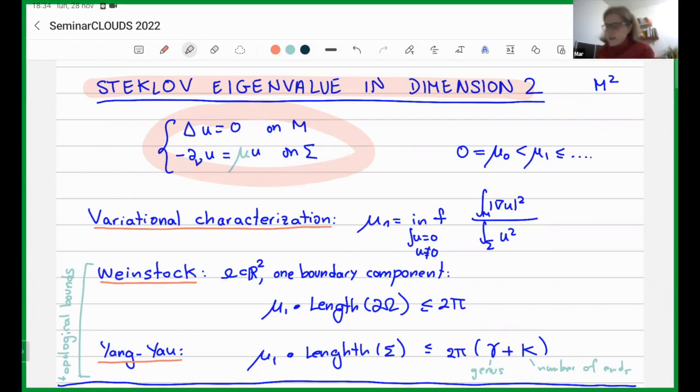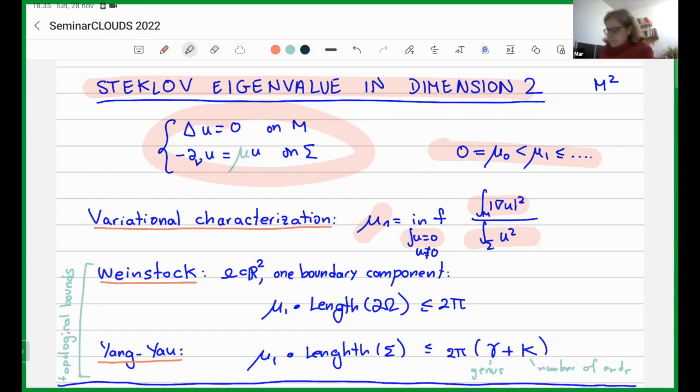Now it is well known that there exists a non-decreasing sequence of eigenvalues, and the first eigenvalue is 0, because it corresponds just to the constant functions. We would like to understand the first non-zero eigenvalue, which I'm going to call mu1. Because of the variational characterization of the eigenvalues, you can write this as the infimum of an energy that has the usual Dirichlet energy inside, divided by the integral of u squared on the boundary. And to kill the first eigenvalue, you have to make sure that the average of u is 0. This is well known, it was just a quick review.